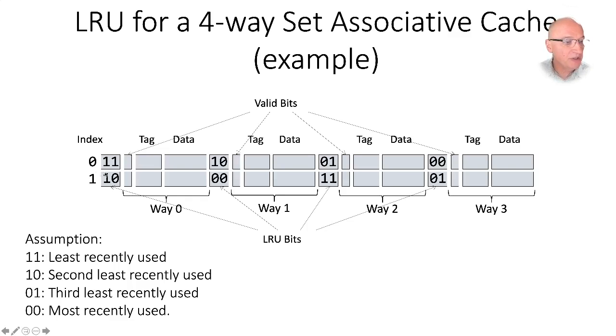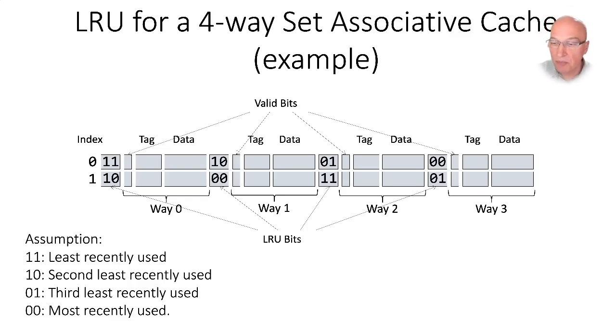And my assumption here will be that each set has 4 ways, way 0, way 1, way 2, and way 3. If a way has the least recently used bits 1, 1, it means that it is the least recently used one. If a way has the least recently used bits 0, 0, it is the most recently used way.